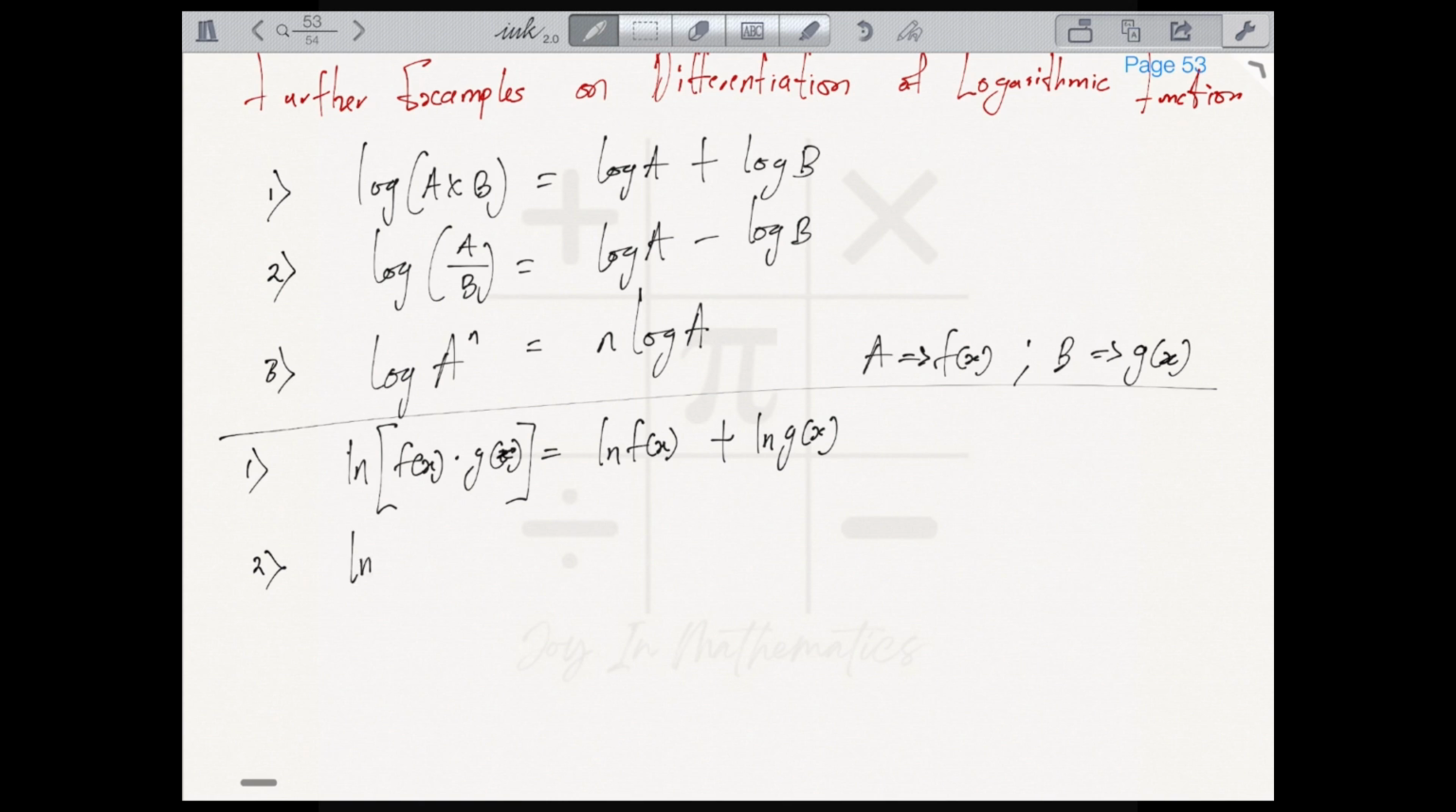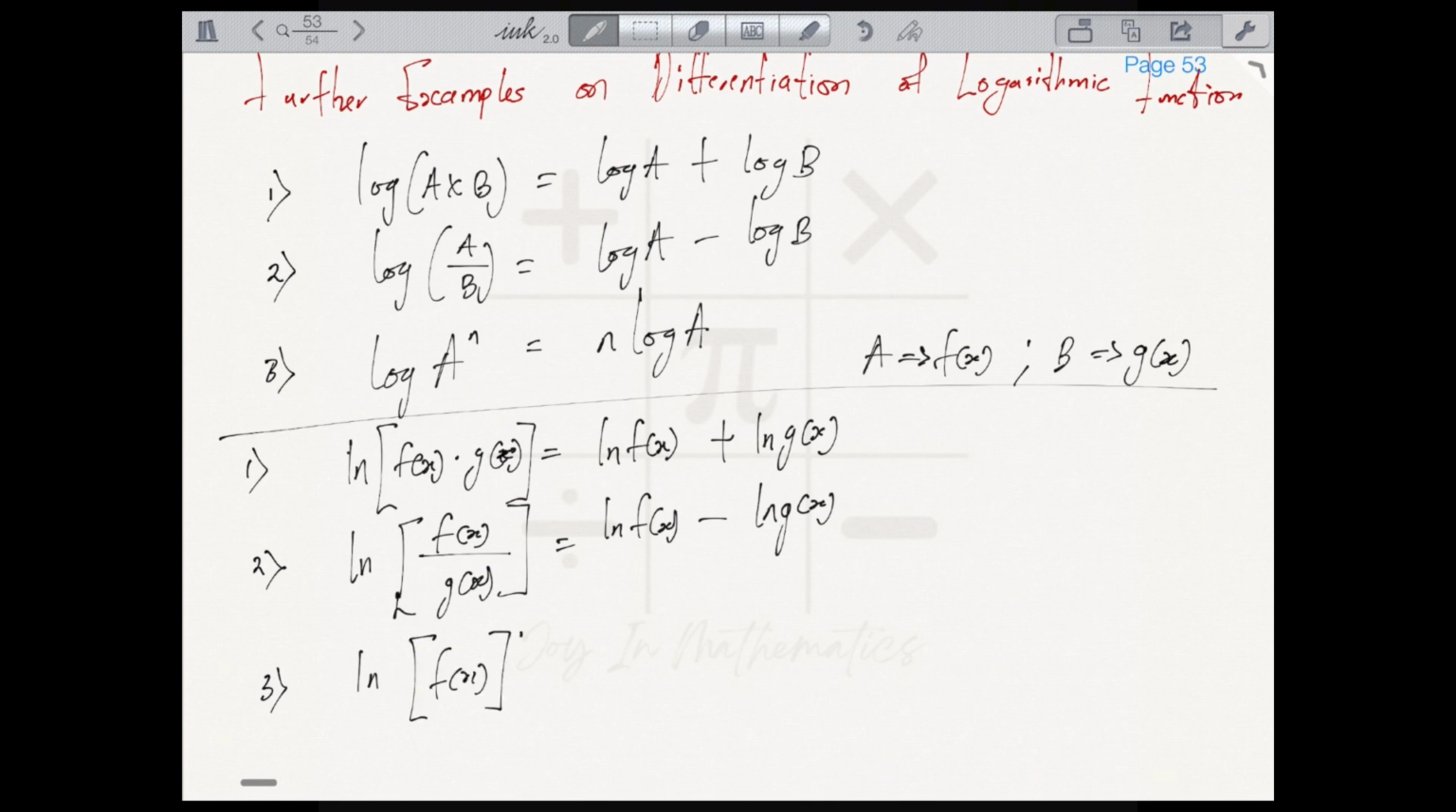Accordingly, ln of f of x divided by g of x will give us natural logarithm of f of x minus natural logarithm of g of x. And finally, ln of f of x raised to power n gives us n natural logarithm of f of x.